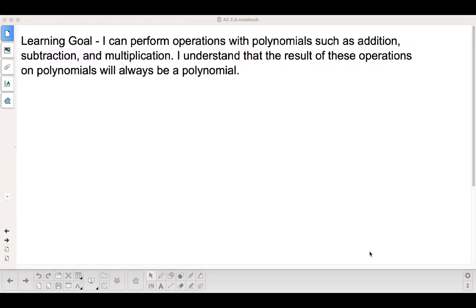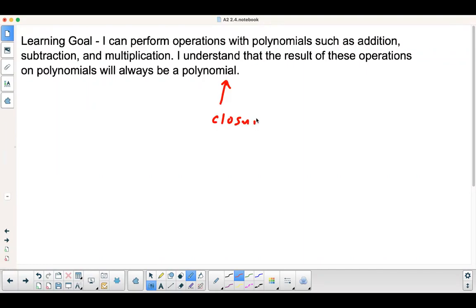That idea on the second part of the goal actually has a name. It's called closure. Our book does not use this word, but that's what it's called, closure. Polynomial times a polynomial is a polynomial. Polynomial plus a polynomial is a polynomial, and so forth with subtraction.